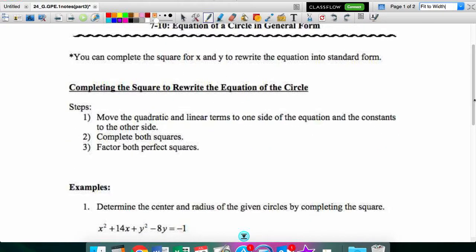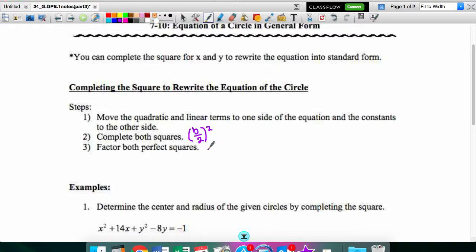Step 1. We'll move the quadratic and linear term to one side and the constant terms to the other. This should be pretty familiar for you since we did this with our completing the square. Step 2 should also be familiar. Complete both squares. This is where we're going to add our b over 2 squared to both sides. Now keep in mind, we're going to do this once for the x terms and once for the y terms. So we'll actually have two different b over 2 squared values.